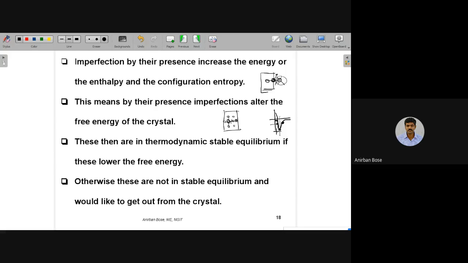So it is clear that if imperfections are present, then definitely the energy will increase. This is the first part: the increase in energy is associated with the imperfection. That may be reflected in terms of enthalpy or energy. Another one is the configuration entropy. That will also increase, because other kinds of species are coming into the picture because of the imperfections, maybe a vacancy or some other kinds of imperfections.